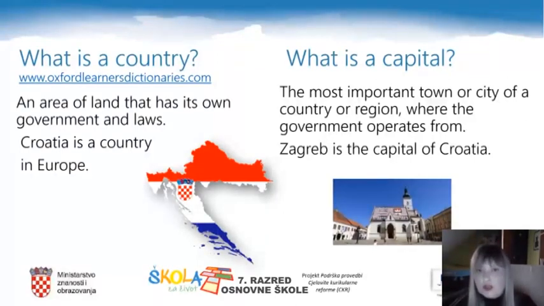And the second question is, what is a capital? The capital is the most important town or city of a country or region where the government operates from. Zagreb is the capital of Croatia. So, you have probably guessed that capital means glavni grad.